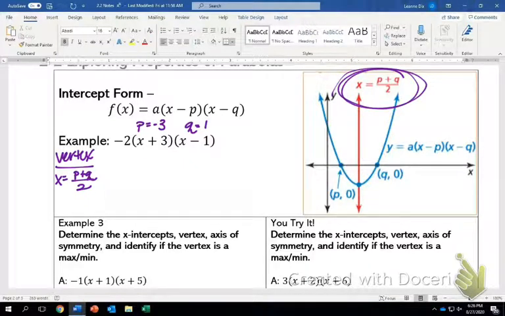Now that I have this formula, I am going to go ahead and plug in my p and q. That'll give me negative 3 plus 1 over 2. I'm going to figure this out, and it should end up being a negative 1. After you find your x value, it's just like our previous example where we plug it back in to get our y value. So I'm going to carry everything down, and for every x position, plug in a negative 1. So it should say negative 1 plus 3, and then negative 1 minus 1.